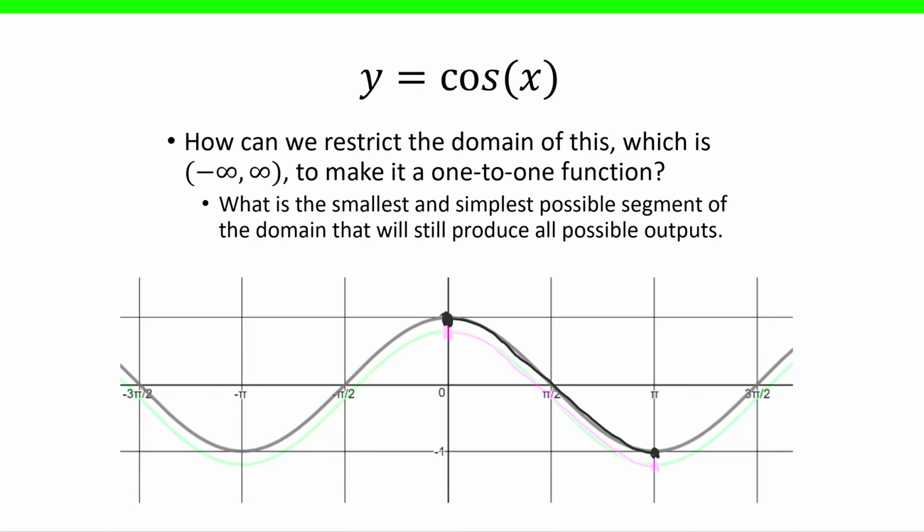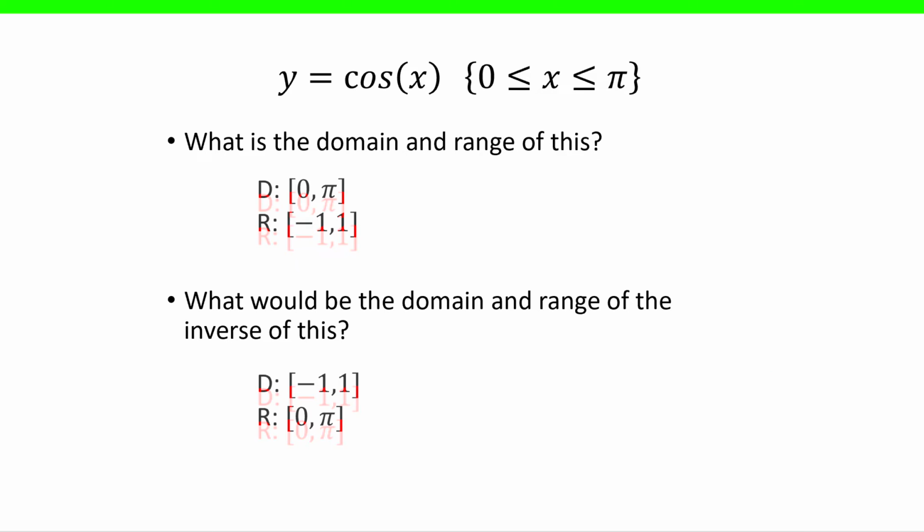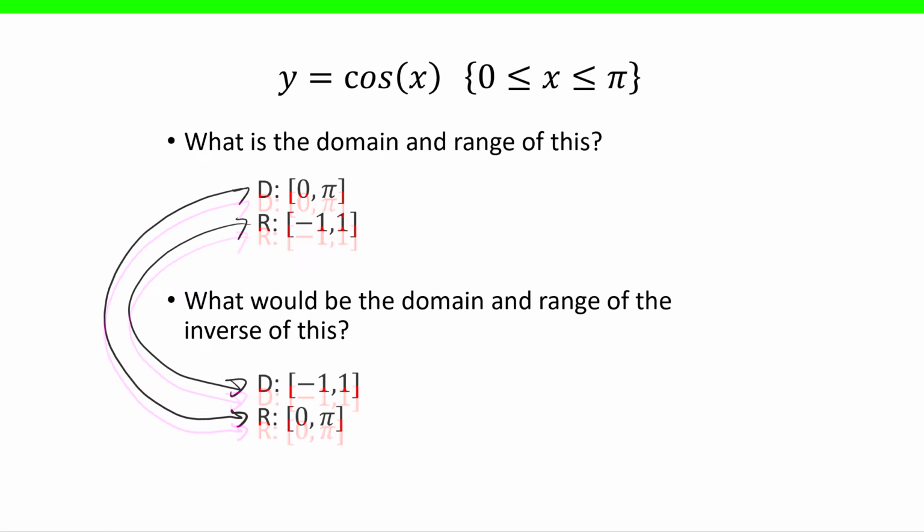So what we end up with is this. Okay, if we restrict the domain of cosine to between 0 and pi, 0 and 180 degrees, we will be able to get all the parts of the range. And again, right, the domain of a function is the range of the inverse, and the range of the function is the domain of the inverse.